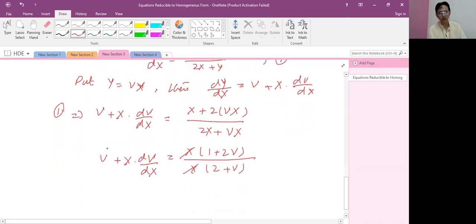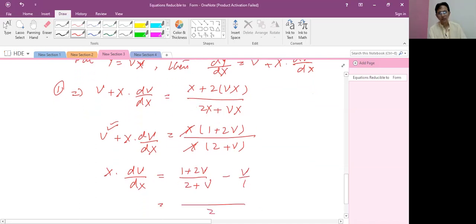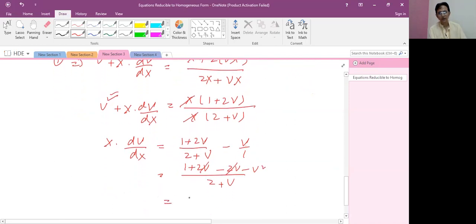In the next step, students, we shift this value to the right hand side. So X into dv upon dX equals (1 plus 2v) upon (2 plus v) minus v, taking the LCM, 2 plus v. 1 plus 2v minus v multiplied by (2 plus v), it means 2v minus 2v minus v square. They cancel each other. The answer is (1 minus v square) whole upon (2 plus v), equals X into dv upon dX.